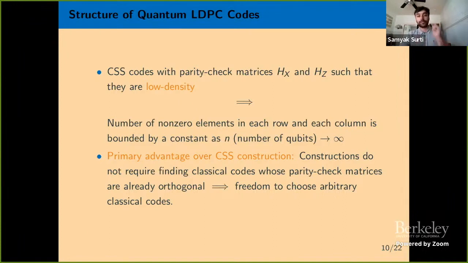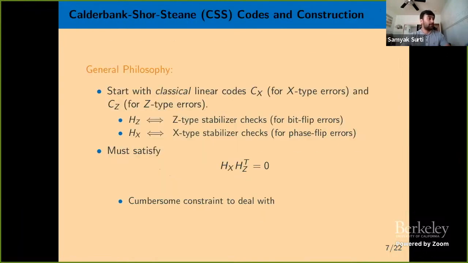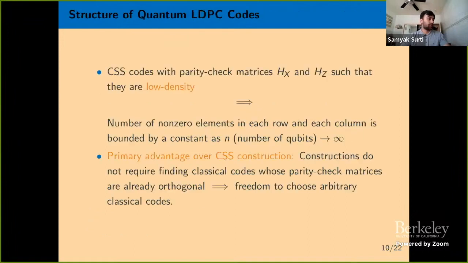So again, I'll go back to the name. These codes are called low density because the X and Z parity checks for these codes have a bounded number of ones in each row and column. So if we go back to these parity check matrices, the ones for quantum LDPC codes, if you look at each of the rows and each of the columns, they have a bounded number of ones. More precisely, each qubit is involved in at most a constant number of parity checks, and each parity check involves at most a constant number of qubits.